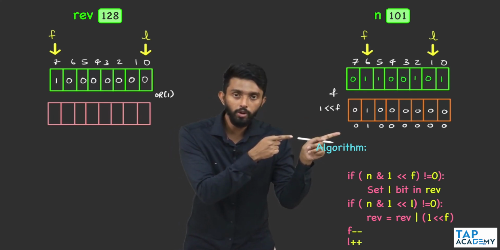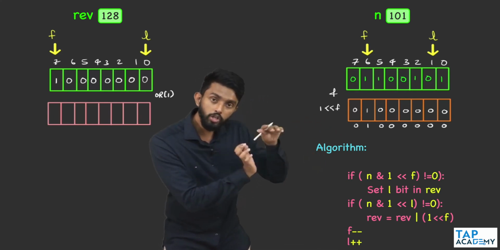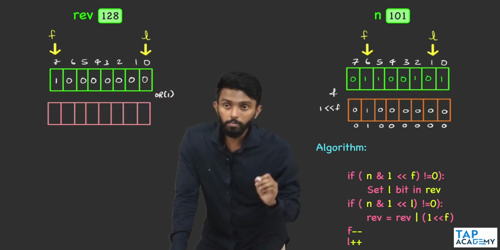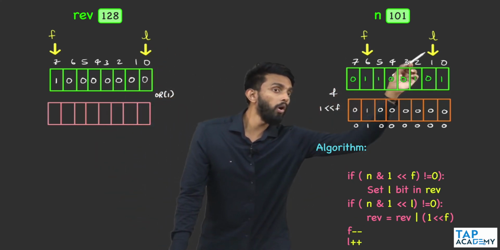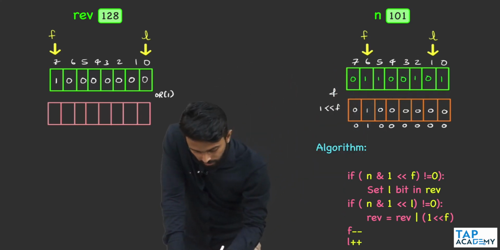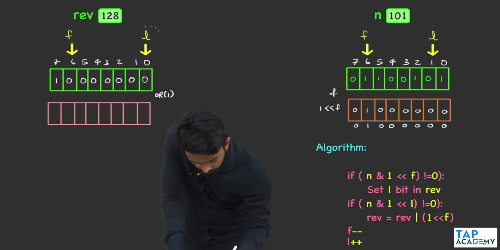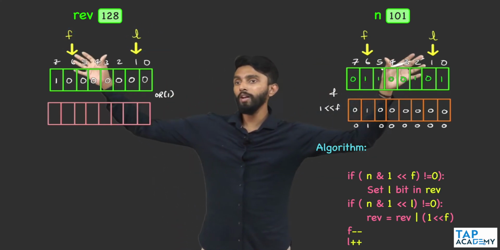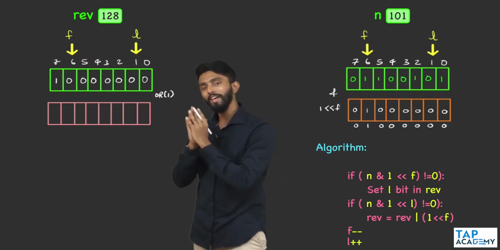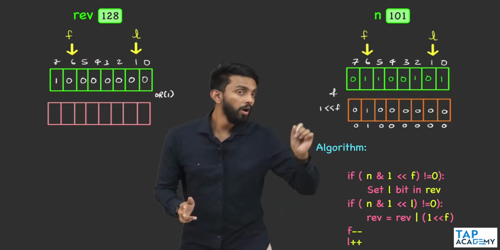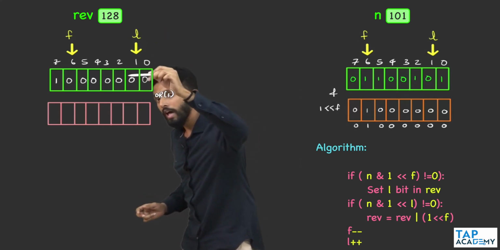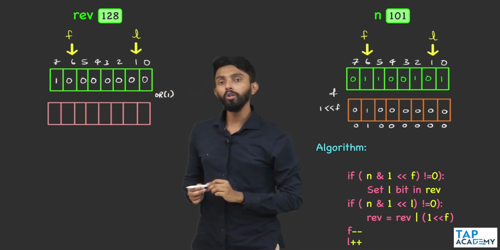Yes, it is not equal to 0, which means according to our condition, you must go inside and set the L bit. And of course, guys, please understand, whenever the pointers are moving here, the same pointers will move here also. Whatever is the position of F and L here will be the same position of F and L here as well. Any confusion? Now, because the F bit is set, go to the L bit in reverse and set it.